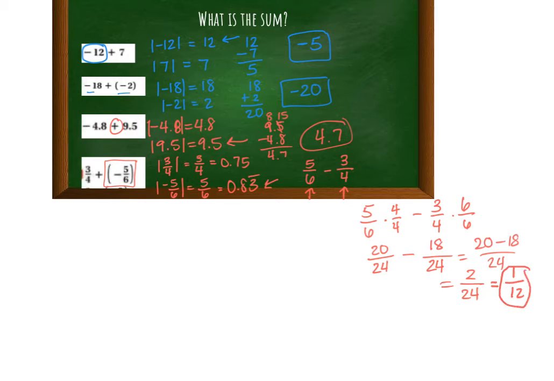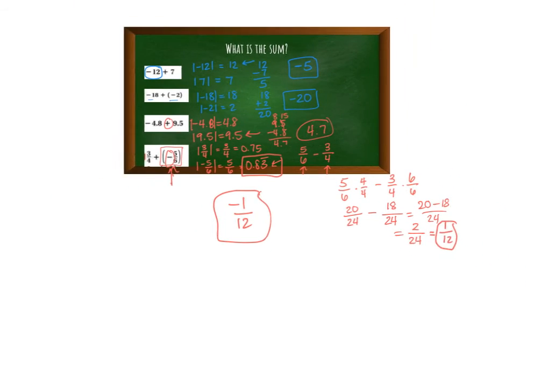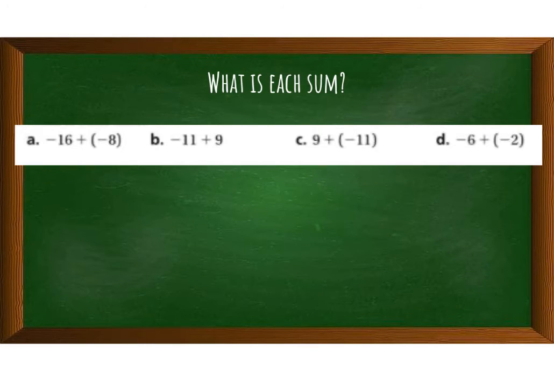Okay? Now this is our answer, but we have to keep in mind that, remember how this was the bigger value? That means that this sign is going to take precedence, which was a negative. So our answer is going to be negative 1 over 12. Okay? Remember, you have to look for the greater absolute value when what you're adding is different signs. Okay? All right, let's move on.